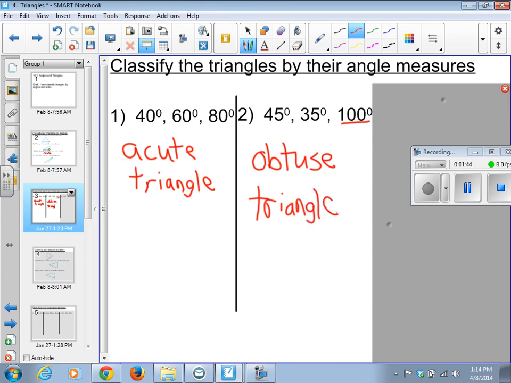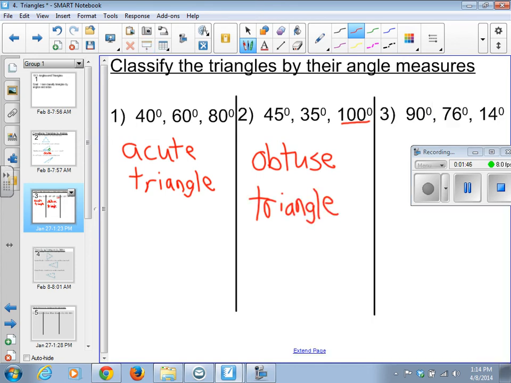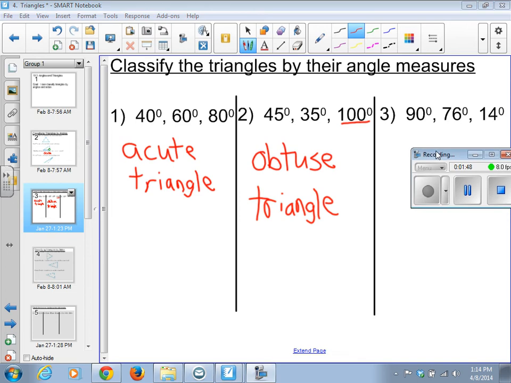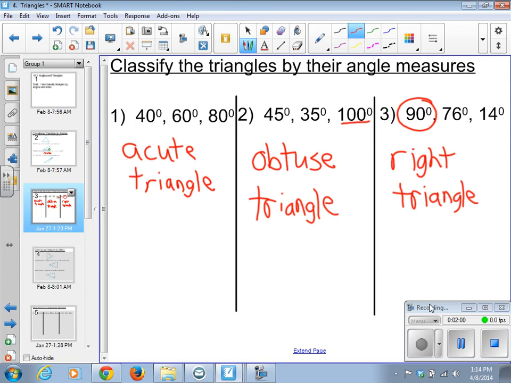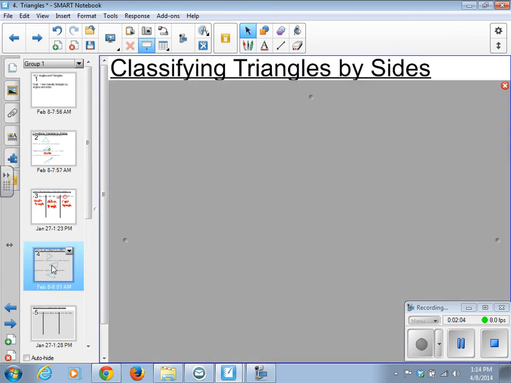And finally, I'm sure you can guess what this one's going to be. Angle measures 90, 76, 14. We don't care about the other two. We see a 90-degree angle. We know that we have a right triangle. So that's classifying triangles by angles. We can also classify triangles by their sides.